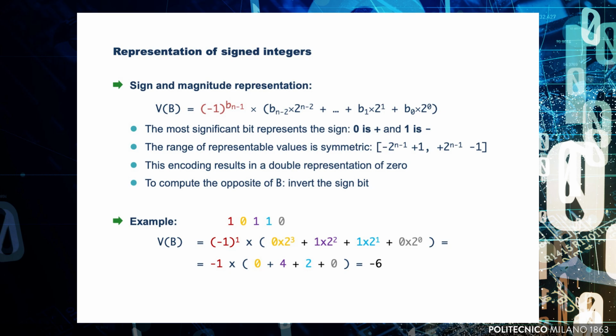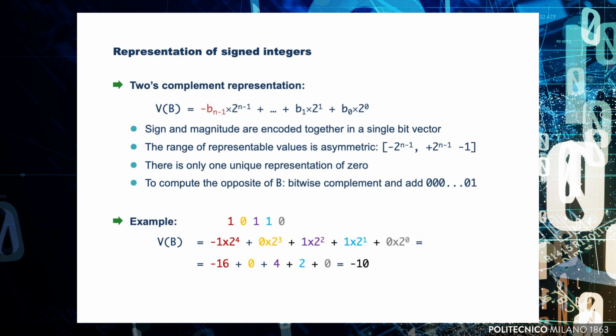Although sign and magnitude might feel more intuitive, it turns out to be less convenient when it comes to performing arithmetic operations. The second representation of signed integers addresses some of the issues seen in sign and magnitude representation. This representation is called 2's complement. Here we still use the positional binary encoding seen for unsigned integers with one key difference. We consider the weight of the most significant bit as negative, that is minus 2 to the power of n minus 1.